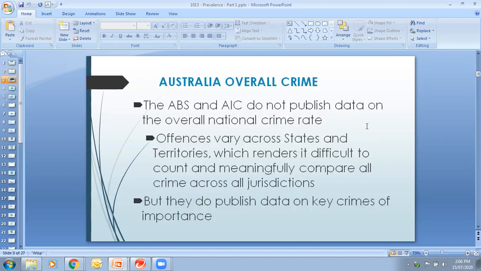So the ABS, which is the Australian Bureau of Statistics, and the AIC, which is the Australian Institute of Criminology, don't publish data on an overall national crime rate. That's because the offences can vary slightly or even a lot across states and territories, rendering it difficult to meaningfully compare them across all jurisdictions. But they do publish data on key crimes of importance that pretty much remain the same overall. So let's have a look at overall crime in Queensland.